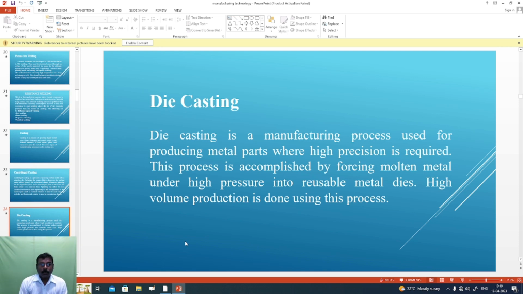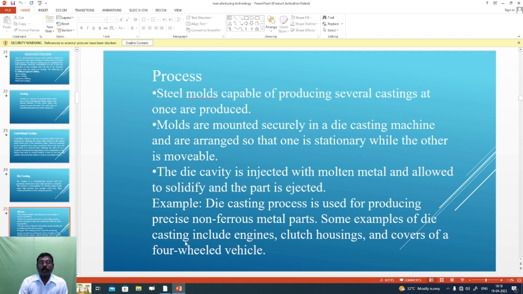Die casting. So die casting is a manufacturing process used for producing metal parts where high precision is required. This process is accomplished by forcing molten metal under high pressure into reusable metal dies. High volume production is done using this process. Steel molds capable of producing several castings at once are produced.